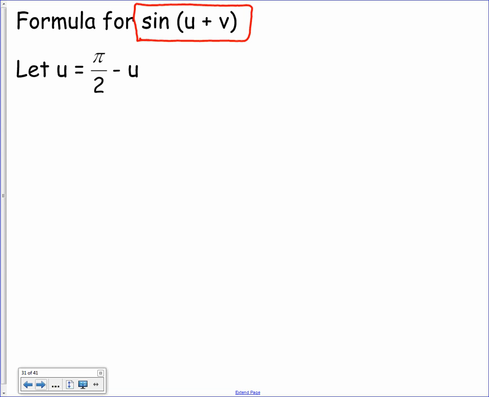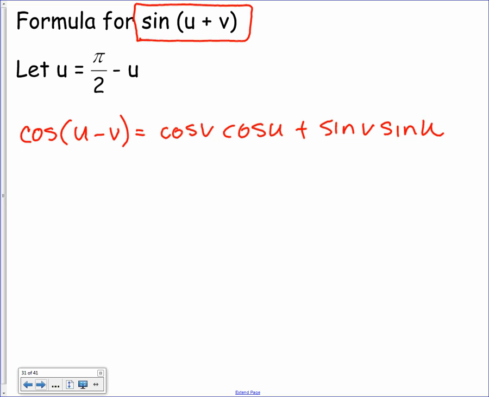All right, we're going to start with what we know. We know that the cosine of u minus v is the cosine of v times the cosine of u plus the sine of v times the sine of u. Okay. We're going to let, in this formula here, instead of having u, we're going to write pi over 2 minus u instead. Okay, so here we go. Substitute it in. The cosine of pi over 2 minus u minus v is kind of what we're dealing with here. Okay?